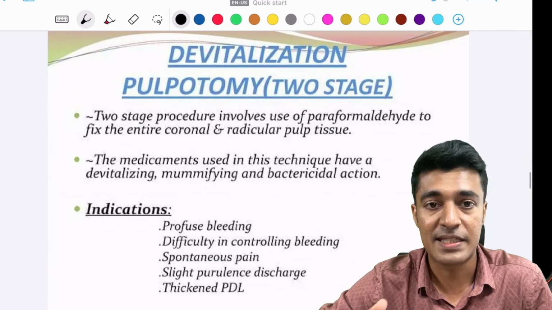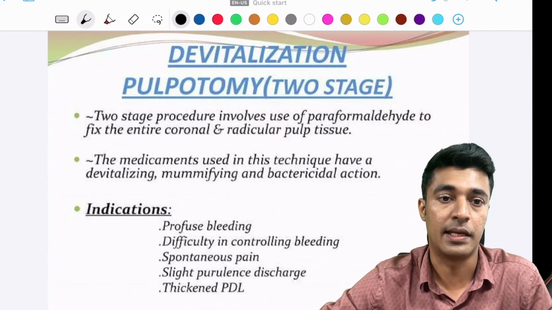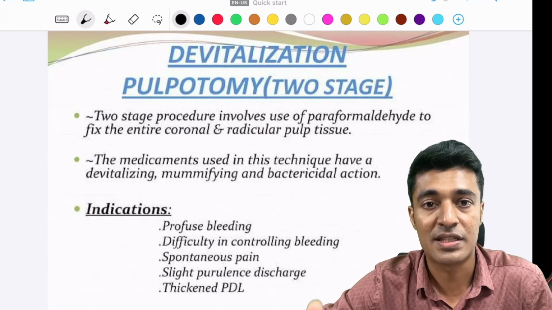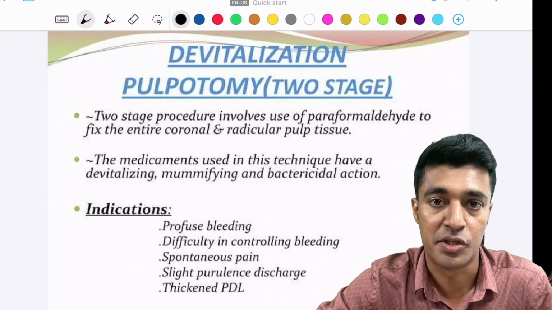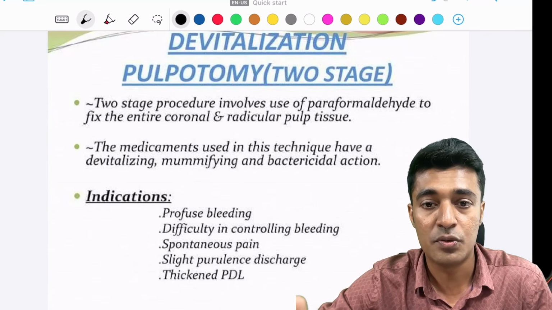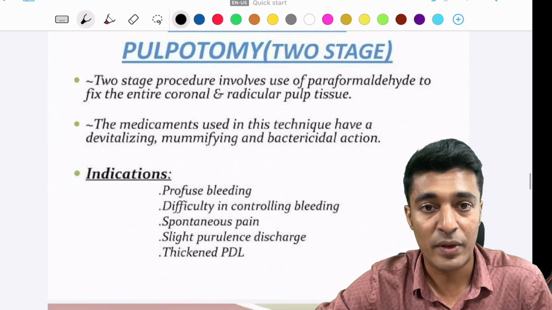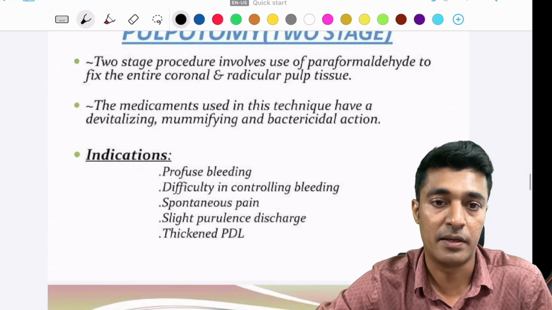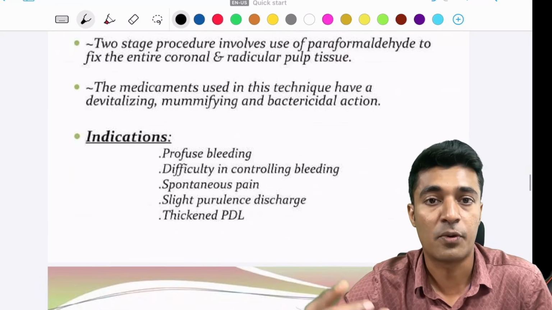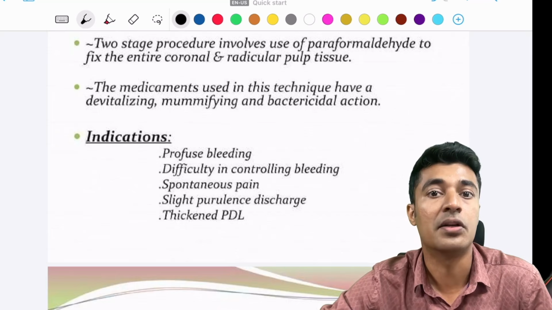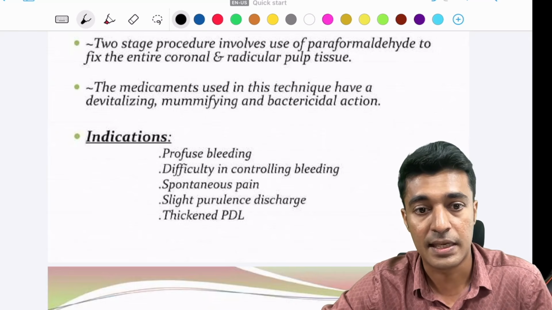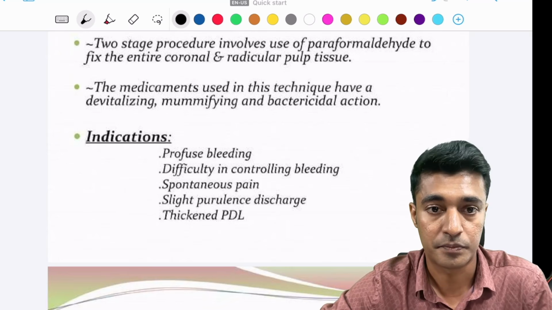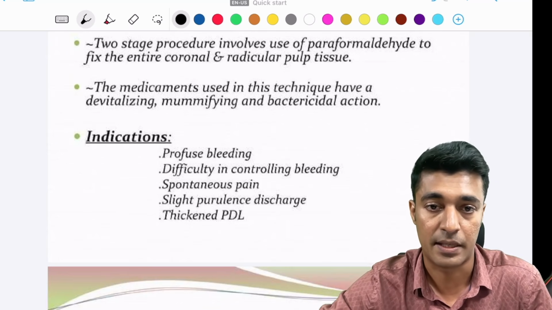Coming to the devitalization pulpotomy two-stage technique. This two-stage procedure involves the use of paraformaldehyde to fix the entire coronal and radicular pulp tissue. The medicaments used have a devitalizing, mummifying, and bactericidal action. So when do we do a two-stage pulpotomy? By devitalization, when there is profuse bleeding, difficulty in controlling the bleeding, spontaneous pain, slight purulent discharge, and a thickened periodontal space.